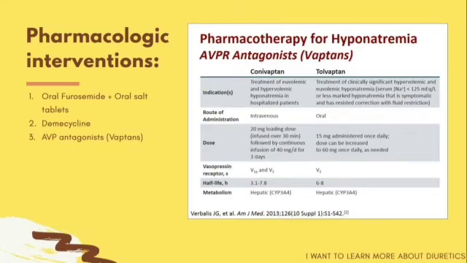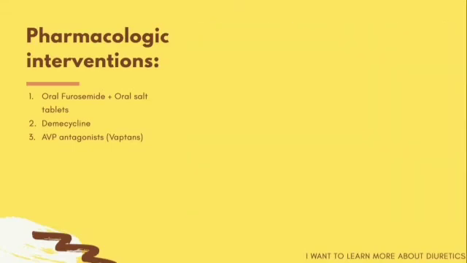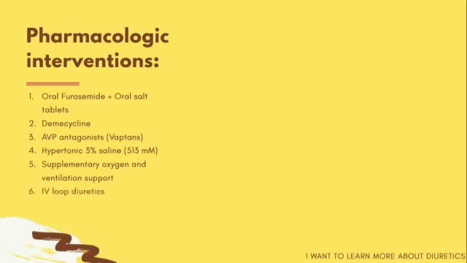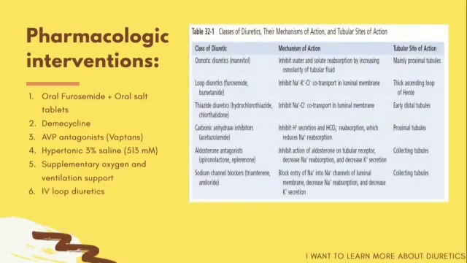On the other hand, in patients with acute symptomatic hyponatremia, management includes the following: hypertonic saline solution. This acutely increases the plasma sodium concentration, which will help in the relief of severe acute symptoms of hyponatremia. Supplementary oxygen and ventilatory support is helpful for patients who develop acute pulmonary edema and hypercapnic respiratory failure. And lastly, IV loop diuretics will help treat pulmonary edema and promote free water excretion.